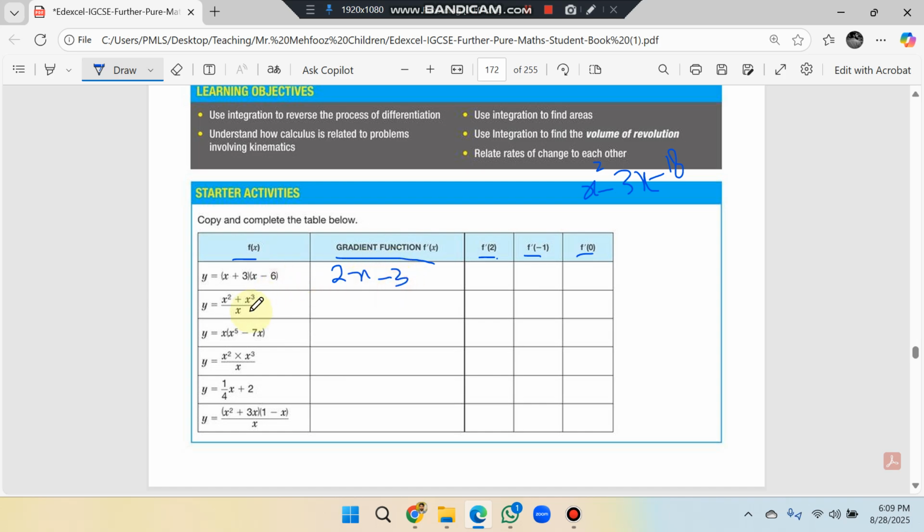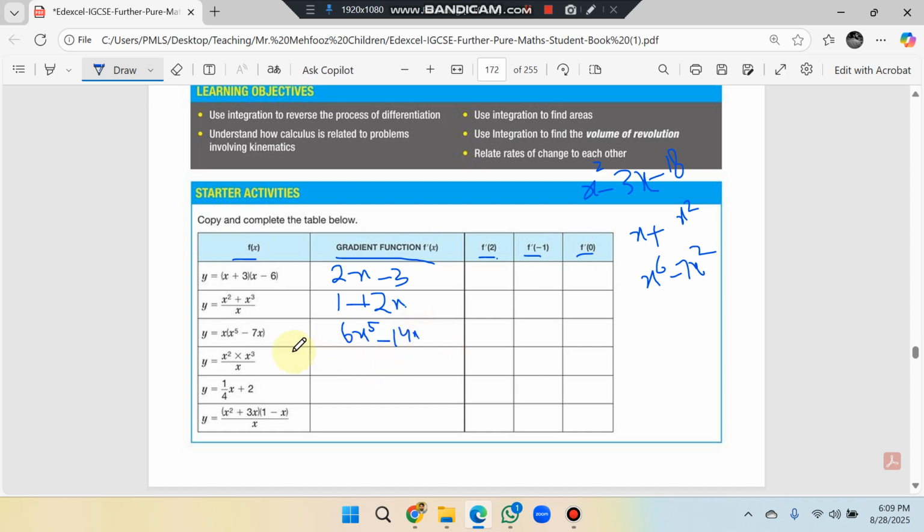Okay, the next one is x. When we simplify it, x square over x is simply x, plus x cube over x, that is x square, and when we take the derivative, it becomes 1 plus 2x. Okay, the third one: when we multiply it, it becomes x raised to the power 6 minus 7x raised to the power 2. So the derivative becomes 6x raised to the power 5 minus 14x. Understand or not?